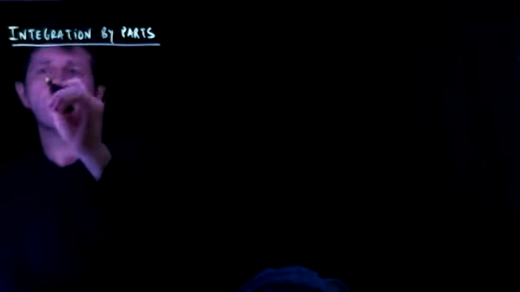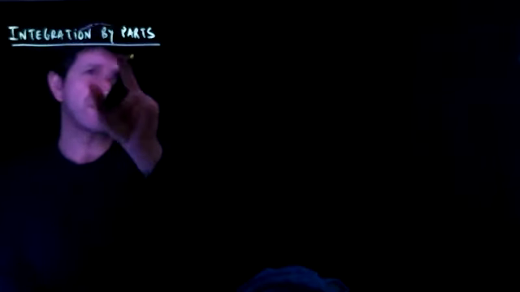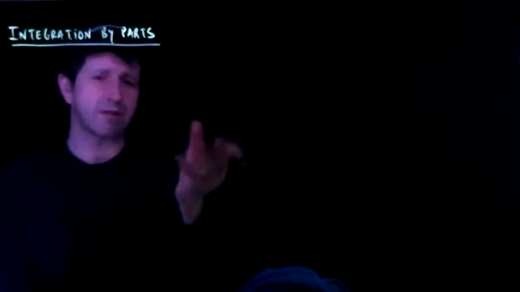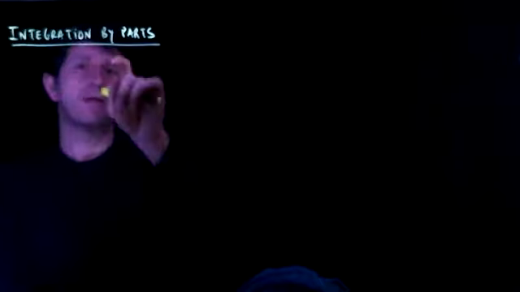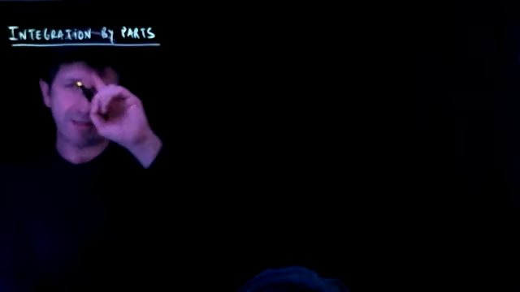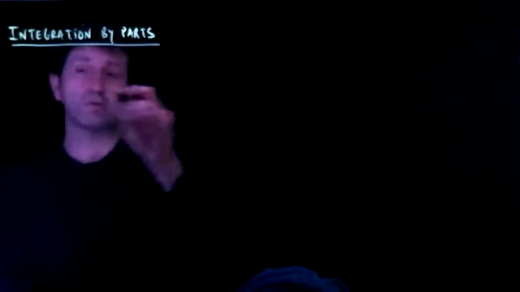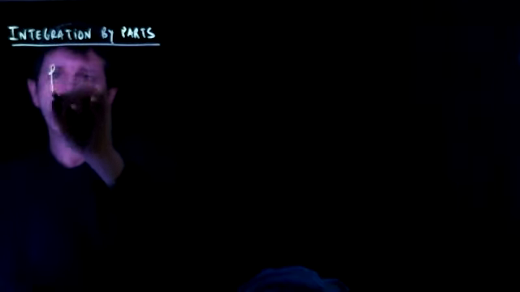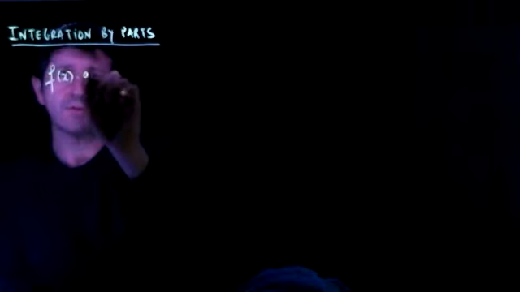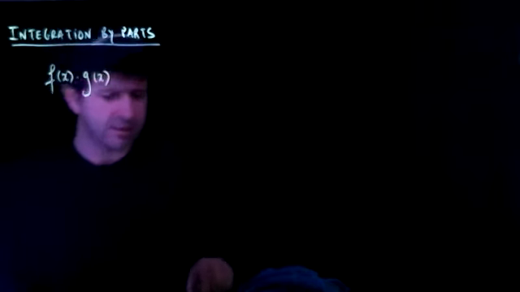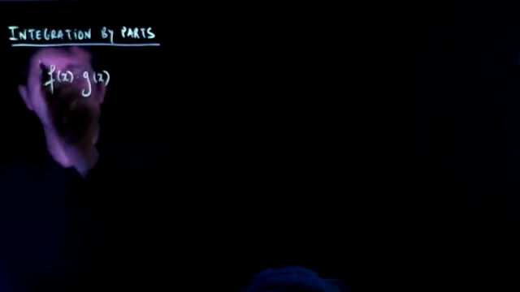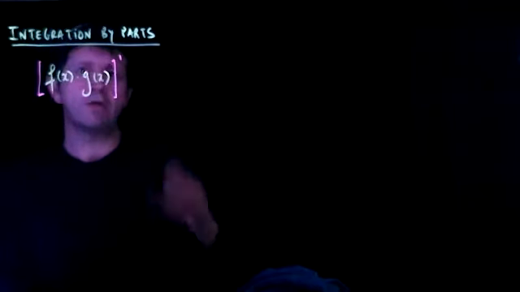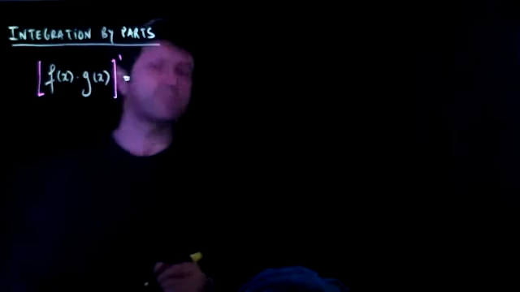Okay, so let's start. This is sort of the opposite of the product rule. The substitution is like the opposite of the chain rule. This one is like the product rule. So let's start with the product rule. Let's go back to calculus 1. So if I have f of x times g of x, and I want to find the derivative of this, just a reminder. Okay, so what is this equal to?